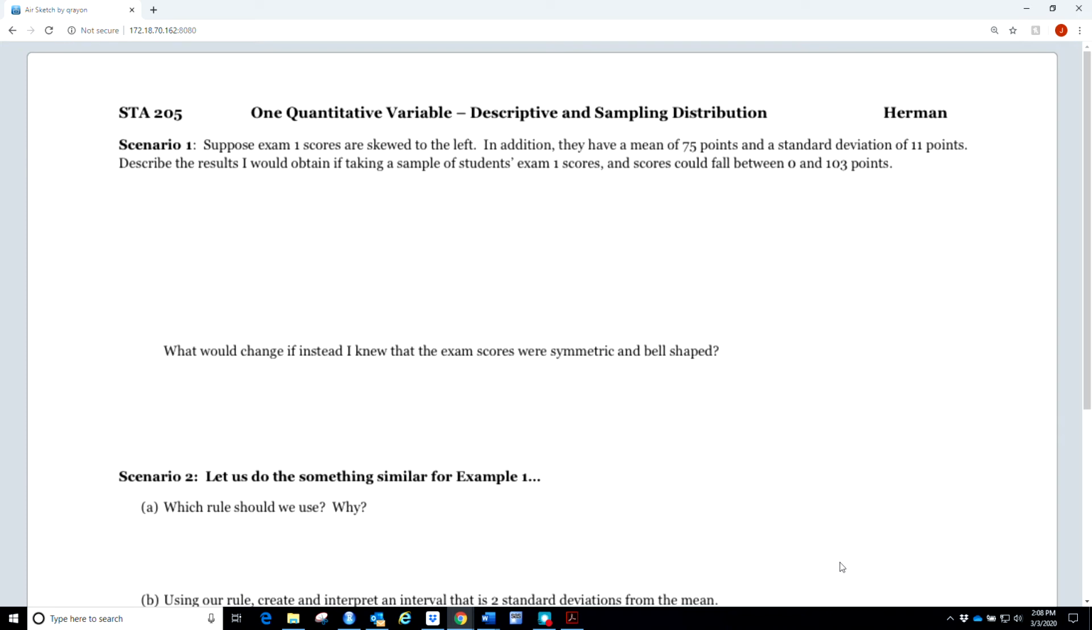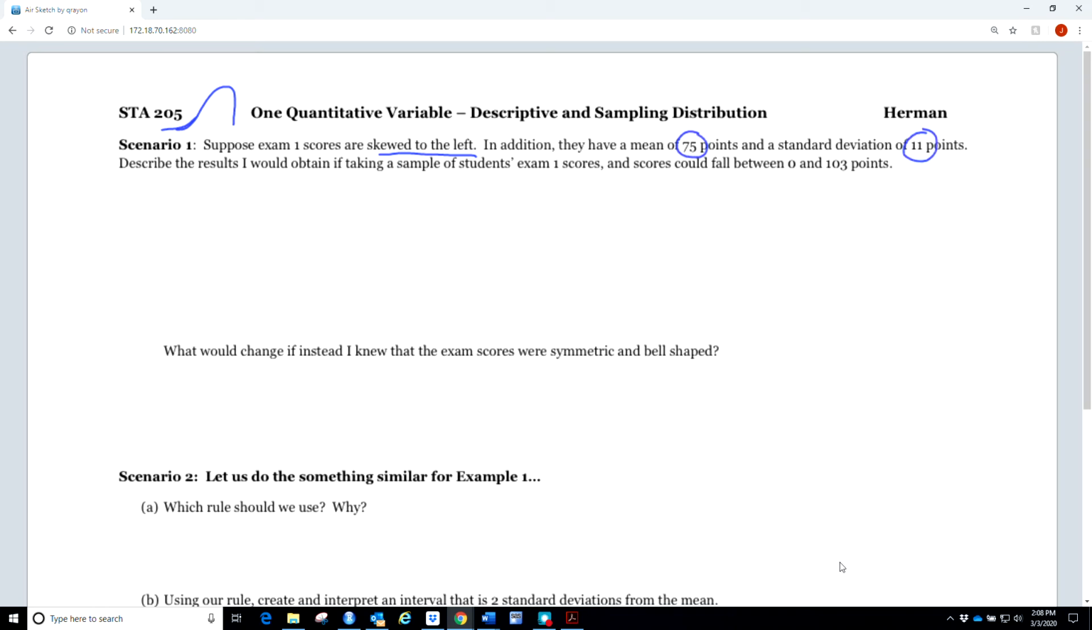So in our first scenario, we're looking at exam 1 scores. It says they are skewed to the left. So first, let's just think about what skewed to the left looks like. That means the majority of the data is actually on the right, and we have a little bit of data there on the left, so it's skewed to the left. We have a mean of 75 points and a standard deviation of 11 points.